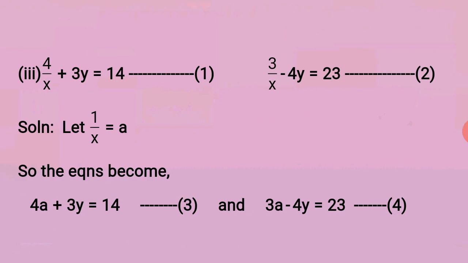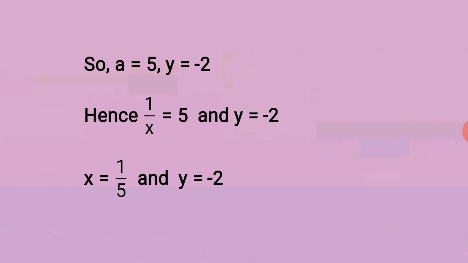The third sub question, here x is in the denominator, so we have taken 1 by x as equal to some variable a, but y is already linear, that is, it is raised to power 1, so we have kept it as y only. With this, we have obtained two new equations in a and y. When you solve them, you get a equal to 5 and y equal to minus 2. Further, when you solve it, you get the value of x and y.